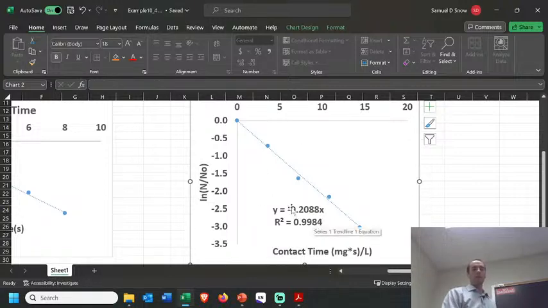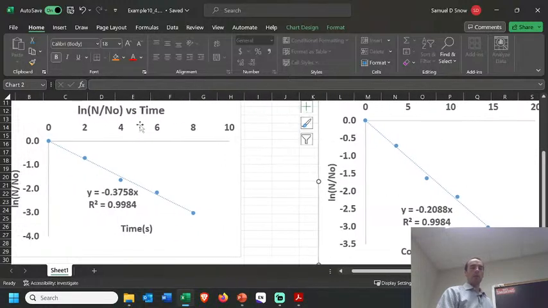So then we can take that y value there, or excuse me, the x value, so y equals mx plus b. There's no plus b here because we're forcing it through 0. So that's our rate constant, the slope there. The other case here, this is 3.7.